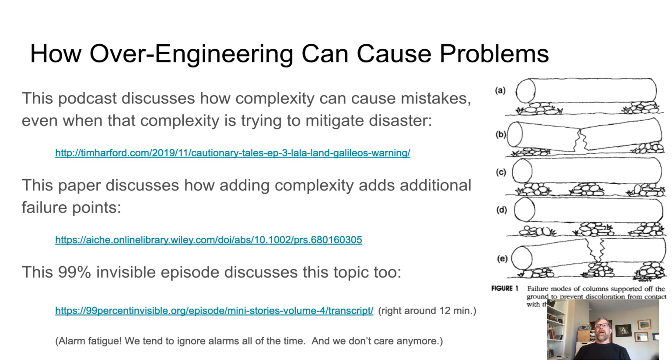All right. The other thing that I wanted to talk about is that over-engineering can actually cause problems. I really like this illustration. You take a log, you prop it up on two positions, and so then it breaks in the middle. So you put some rocks underneath it, and then this side fails here, and then it breaks in the middle again. And so you've over-engineered, and actually you cause problems that way too.